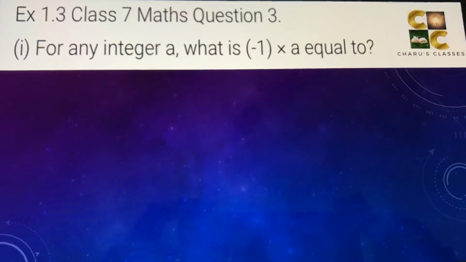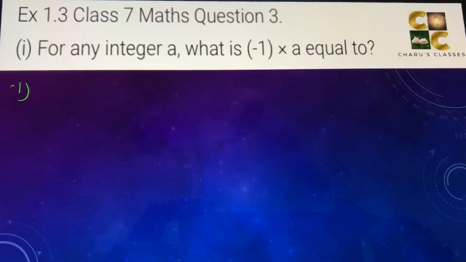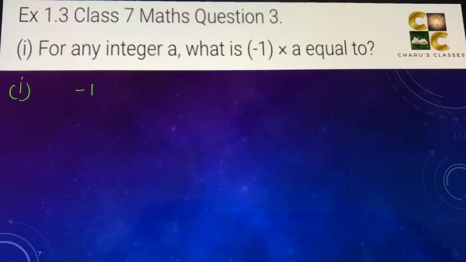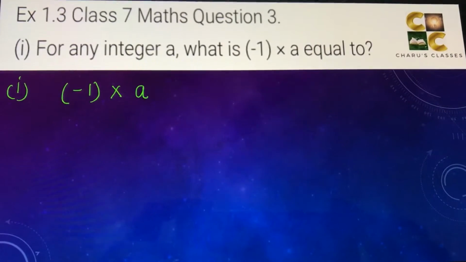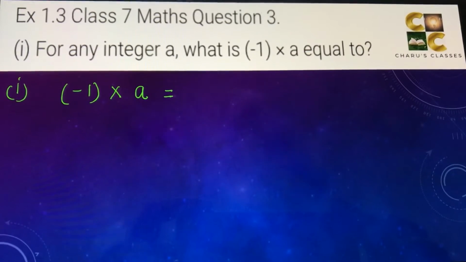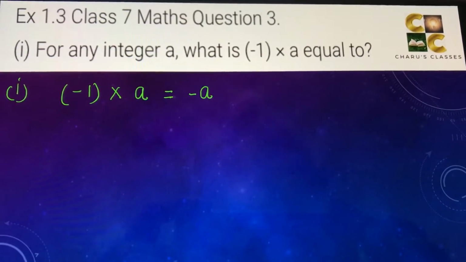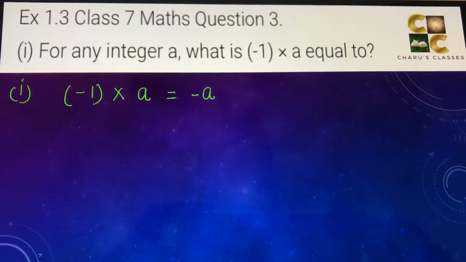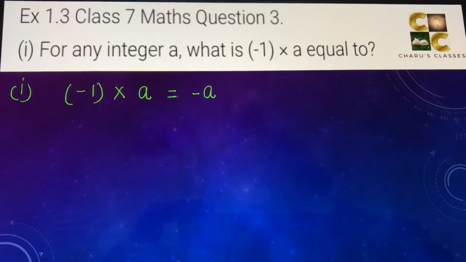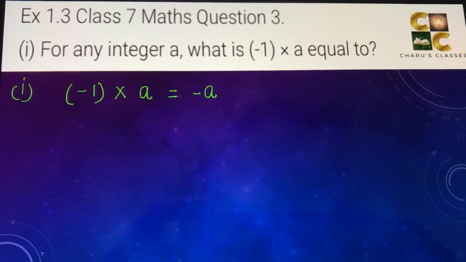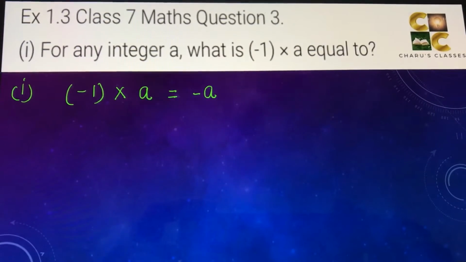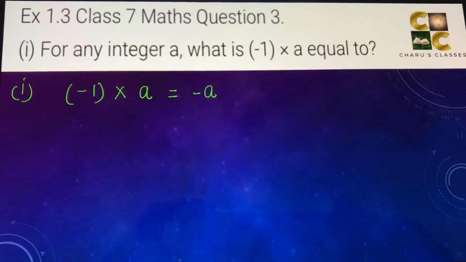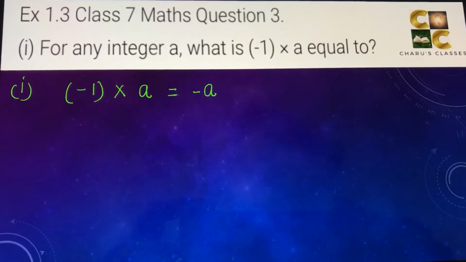Let's begin with question number 3. First part: for any integer a, what is minus 1 into a equal to? If we are multiplying minus 1 into a, we are going to get minus a. You know the rules of the integers. The rules say that if any one of the integers is negative, then the answer will be negative. But if both the integers are negative or both are positive, then the answer will be positive. So if we take any integer a and multiply it with minus 1, the answer is going to be minus a.